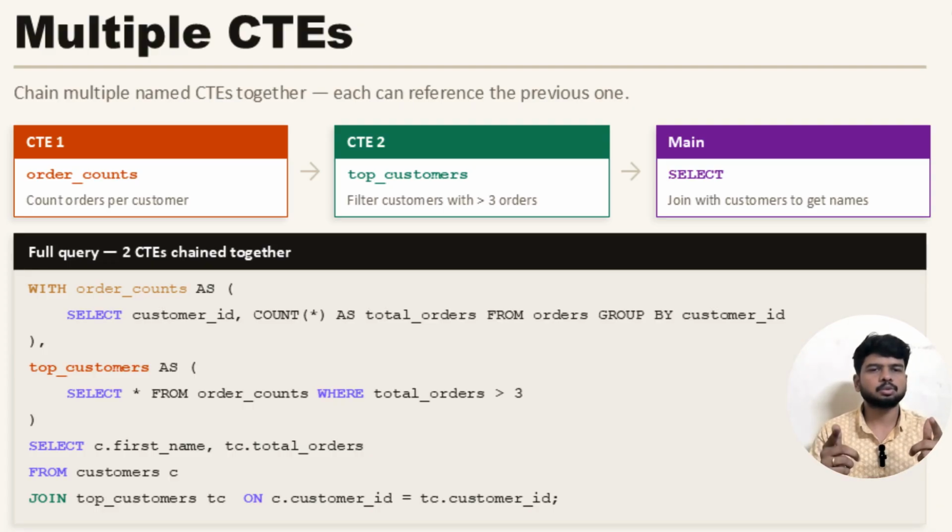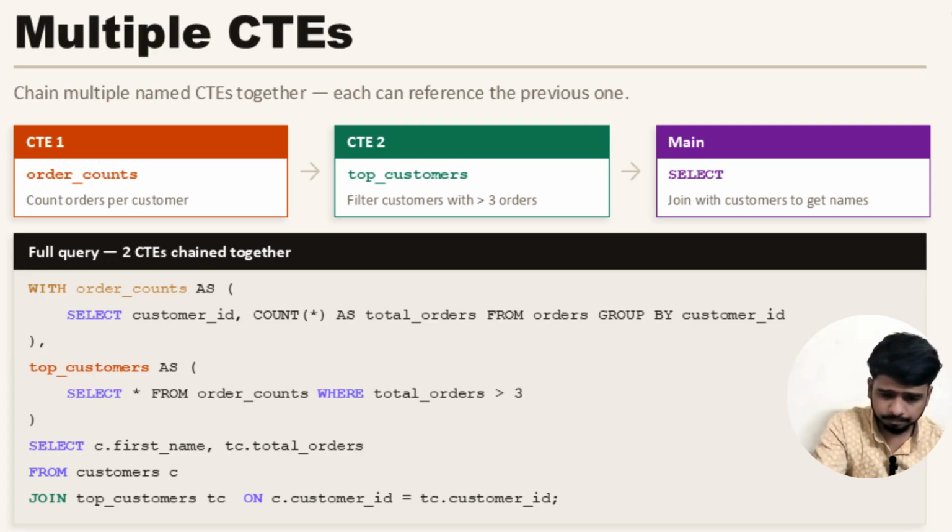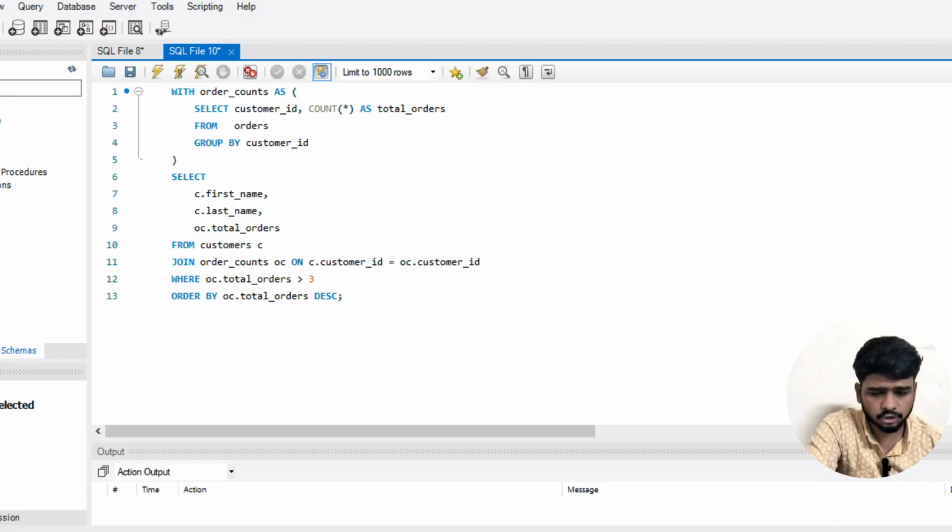How? Let's go to the workbench and find it out, right? So if you just see the workbench now, with order_counts as, select customer ID, count star as total orders from orders group by customer ID. This is our first CTE, which is order_counts. The second will be top_customers as. Here you can see we have not written WITH again, we have just separated it by a comma, and our new CTE has been started, which is top_customers, right?